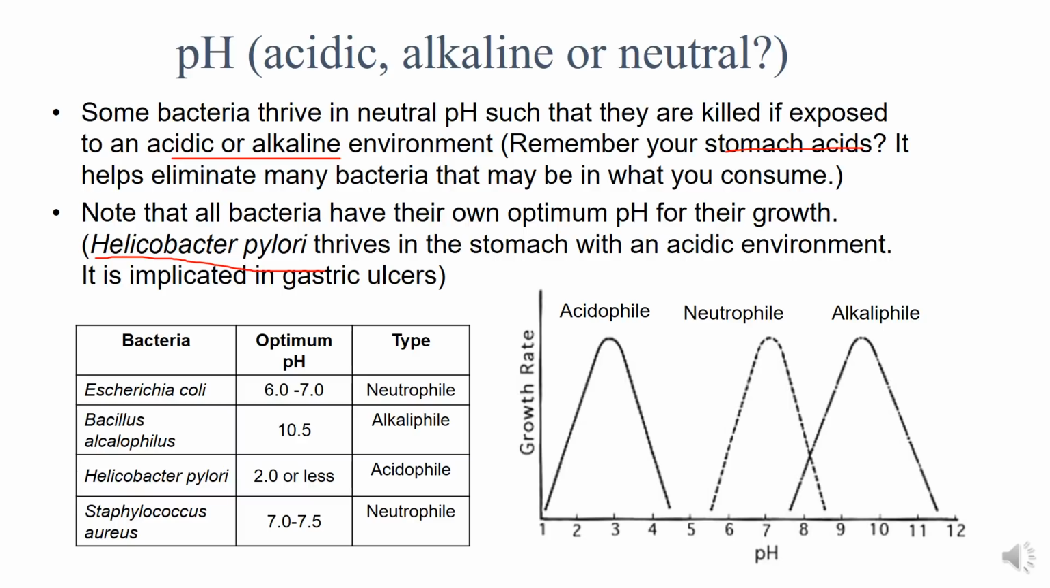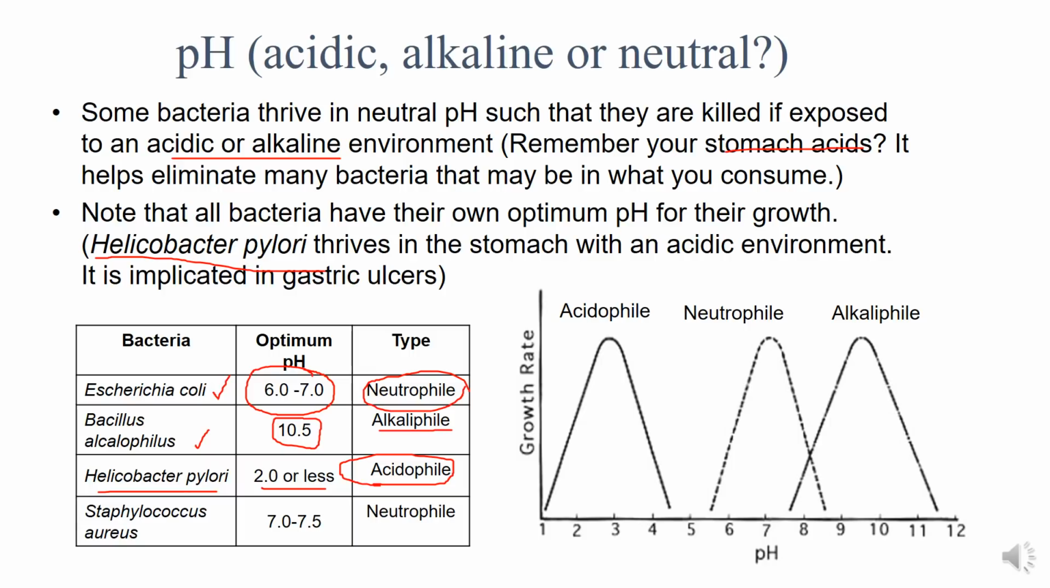In the table below, you see examples of bacteria with their optimum pH for growth. For example, E. coli likes to grow in the pH range of 6 to 7. Since this is close to a neutral pH, we call it a neutrophile. Whereas Helicobacter pylori grows in an acidic condition, so we call it an acidophile. And then Bacillus alkalophilus grows at alkaline condition 10.5, so we call it an alkaliphile.